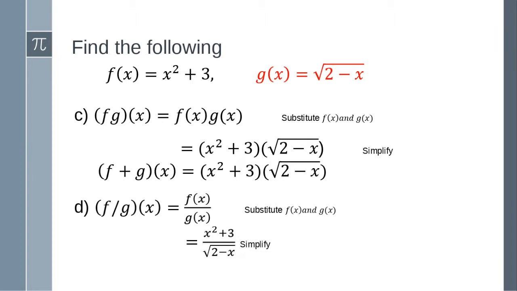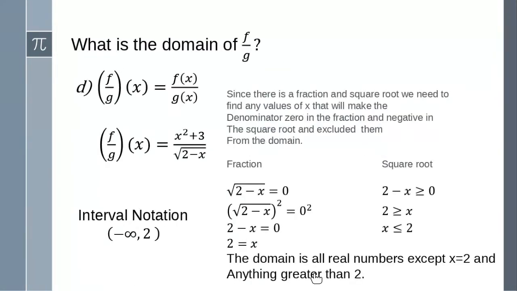Okay, for division, same idea. We substitute x squared plus 3 divided by the square root of 2 minus x. And so there's nothing we can do as far as simplifying. So our final answer is just going to be x squared plus 3 divided by square root of 2 minus x. Since you have a fraction, then that should automatically tell you that there's going to be some restrictions that we might have to worry about.